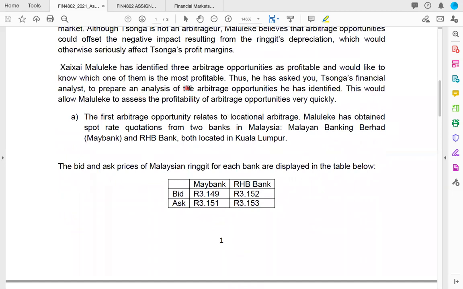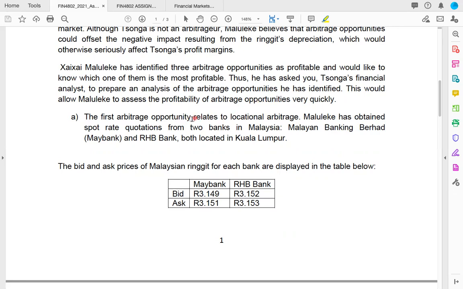Mr. Maluleke has identified 3 arbitrage opportunities as profitable and would like to know which one of them is the most profitable. Thus, he has asked you, Tsonga's financial analyst, to prepare an analysis of the arbitrage opportunities he has identified. This would allow Maluleke to assess the profitability of arbitrage opportunities very quickly.